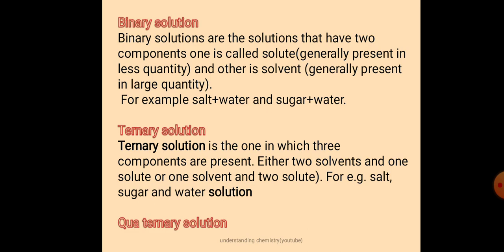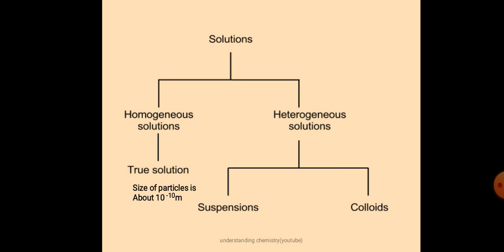Ternary solution. A ternary solution is a solution which has three components. For example, it may be salt, sugar and water. It may be two solvents and one solid, or it may be two solids and one solvent. Whatever it is, it is called as ternary solution. Quaternary solution means it will have four components. So, it goes on like that.